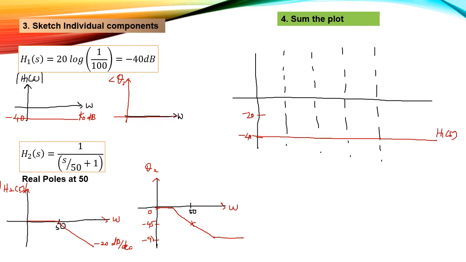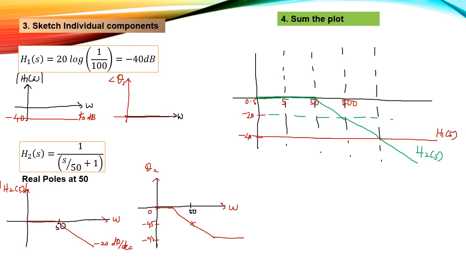So it is 50. You can start here with maybe 5, and then here is 50, and here is 500, and so on. So here is 0.5. It's 0 until 50, and then decreases by 20 dB per decade. So 20 dB for the first decade, second one, and so on. So this is your H2S line.